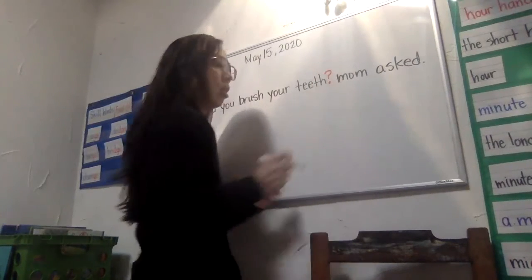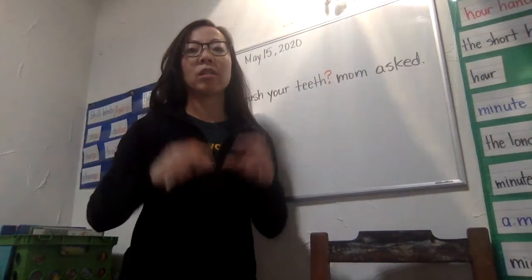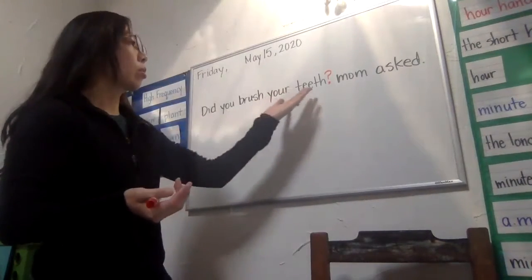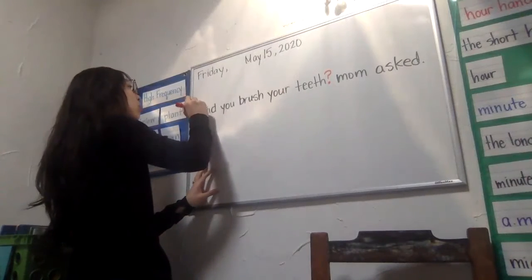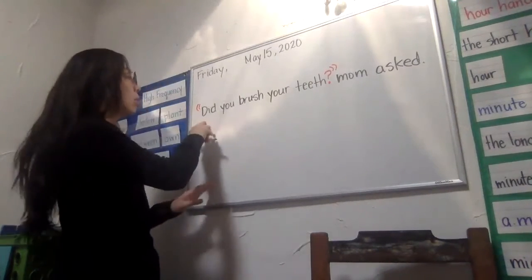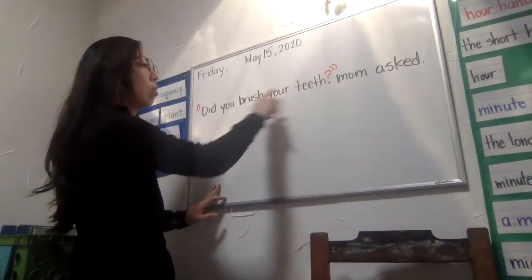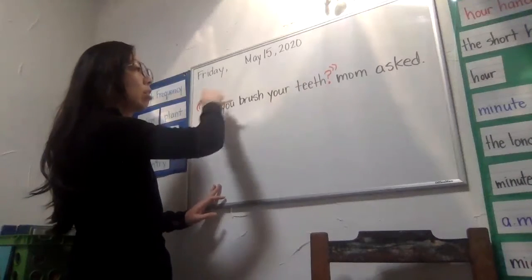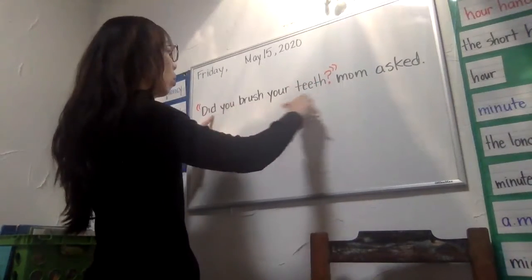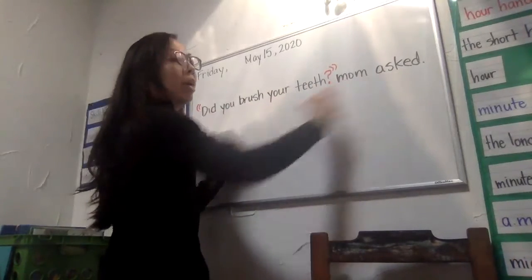That's the question. When we use dialogue, we put punctuation in the middle of sentences because it's the actual words that are being spoken by someone. Did you brush your teeth is what Mom asked, so that's what we're going to put quotation marks around. Let's read it again. Did you brush your teeth? Mom asked. There's a question mark in between the question that's being asked and Mom who asked the question. So the dialogue that Mom spoke is, Did you brush your teeth? But Mom asked it.